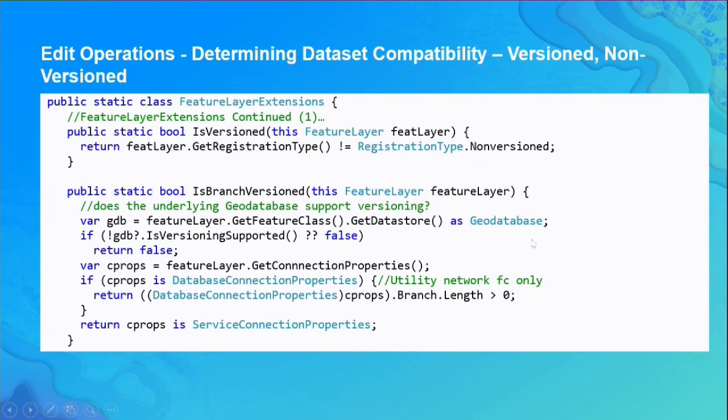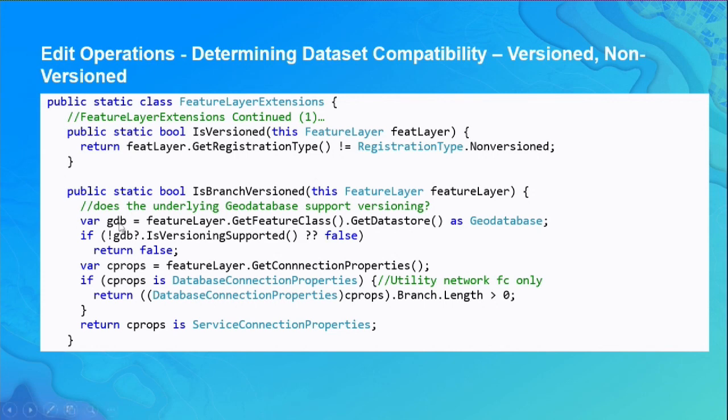All right, is it versioned? Well, that's easy. Just check the registration type. Is it versioned or non-versioned? Branch versioned. New with the utility network, right? That's a little bit more complicated. You guys probably haven't dealt with that yet. So, in the Pro client, essentially, there are two possibilities where something can be branch versioned. So first off, if versioning is not supported on the underlying geodatabase, it's not branch versioned. So that's pretty much black and white.